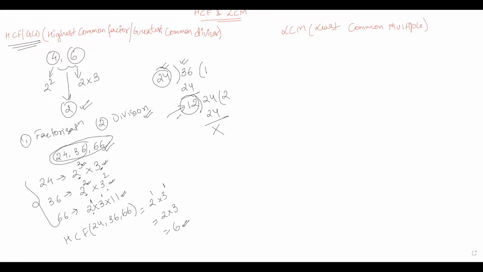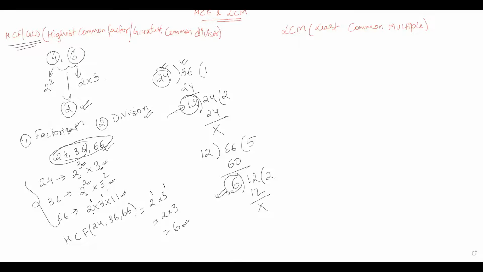Whatever HCF we got for the first two numbers, I need to divide the third number by that number. So if we divide 66 by 12, this would be 12 5s are 60 and the remainder is 6. Again, since the remainder is non-zero, we need to divide the divisor again. So this is 12 and this would be 6 2s are 12 and the remainder is 0. So now we can say that the HCF of these three numbers is 6.